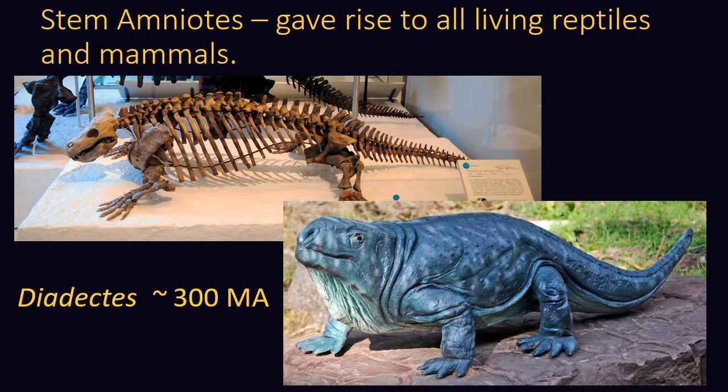And this is about as close as we can get to what we think a stem amniote looked like. This is Diadectes. It lived about 300 million years ago. And again, this is going to be a stem amniote. It's not a reptile, and it's not a synapsid. You can think about this as a close approximation of the common ancestor of reptiles and mammals. And you can see a reconstruction in the lower right.